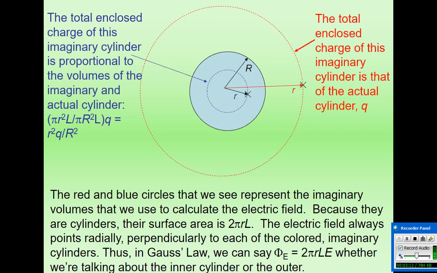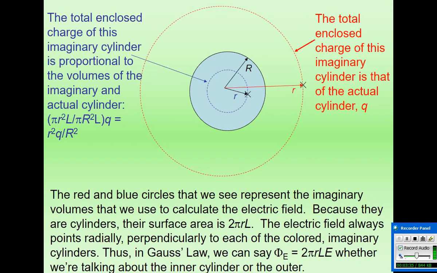One of the important things that you need to determine in using Gauss's law is how much charge is enclosed within the volume of your imaginary cylinder. In the case of the red one, the entire charge is enclosed. So Q subscript enclosed is equal to Q, the entire charge of the cylinder.